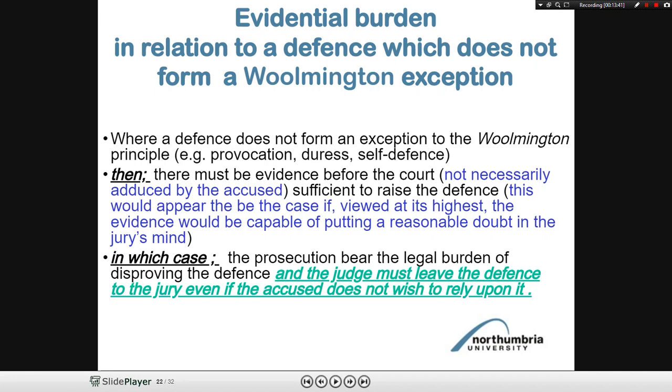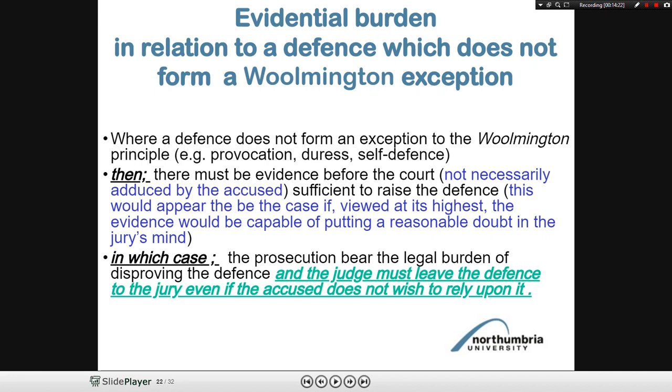So, evidential burden in relation to a defense which does not form an exception to the Woolmington principle, for example provocation, duress, self-defense. There must be evidence before the court, not necessarily adduced by the accused, sufficient to raise the defense. This will be the case if, viewed at its highest, the evidence is capable of putting a reasonable doubt in the jury's mind.